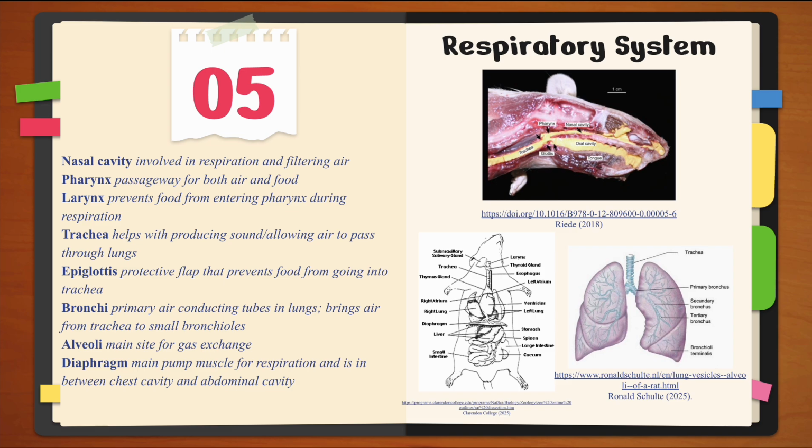The bronchi branch off from the trachea and direct air into each lung. The alveoli, similar in function to humans' alveoli, are tiny air sacs in the lungs where gas exchange occurs, typically involving oxygen and carbon dioxide. Finally, the diaphragm is located in the thoracic cavity and is a muscle that contracts and relaxes to enable breathing.